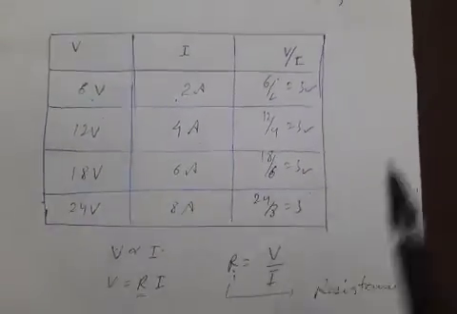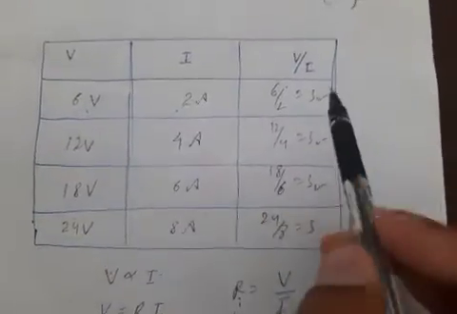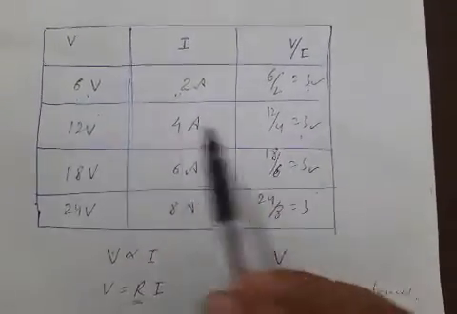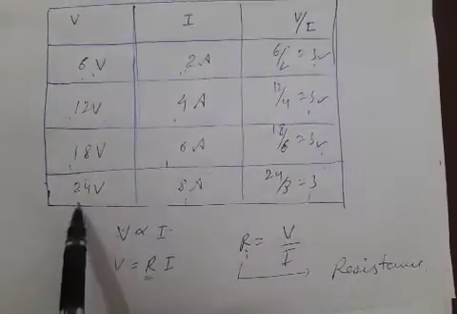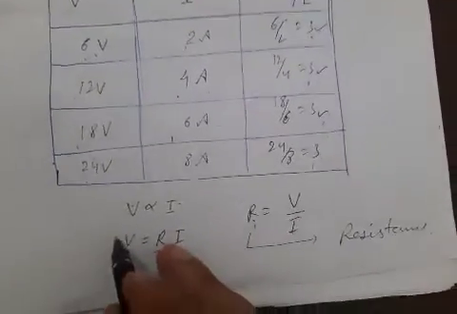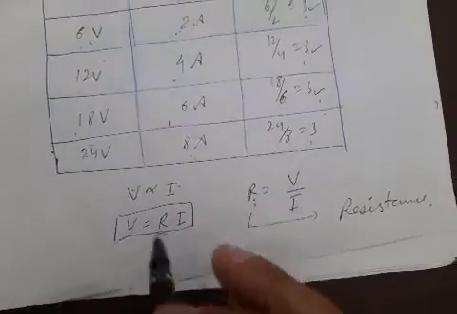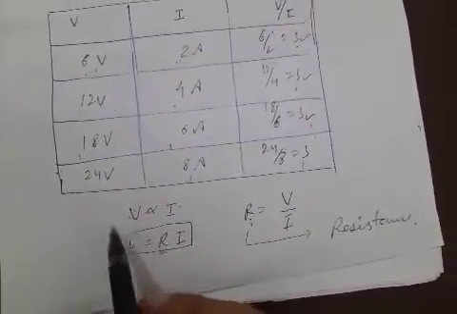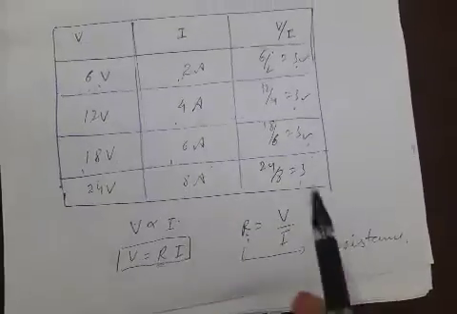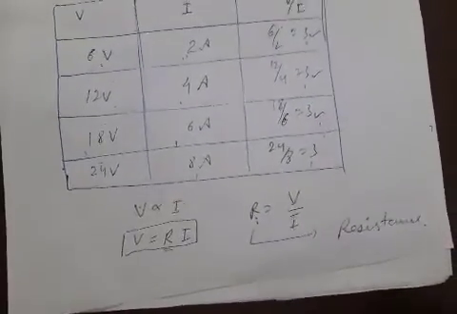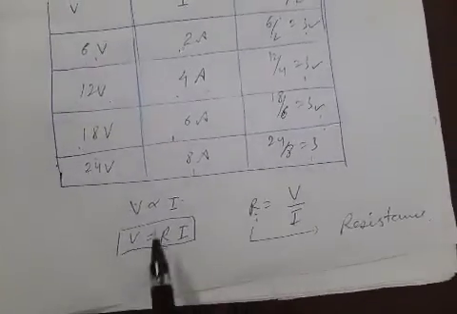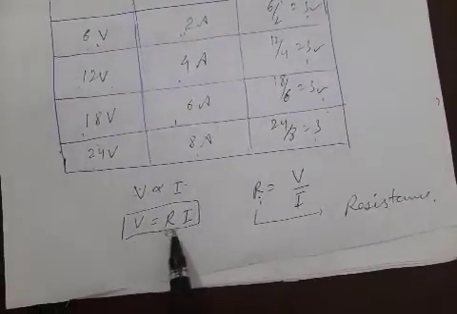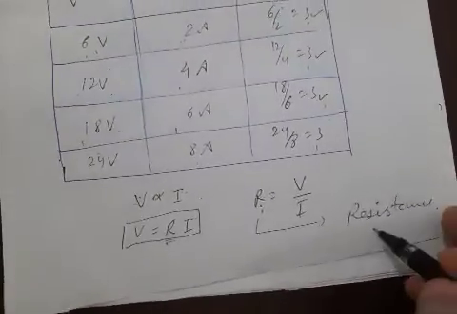But one more thing is here, if you multiply R with I, 3 into 2 that is 6, 3 into 4 that is 12, 3 into 6 that is 18, 3 into 8 that is 24. So this is also verified. So simply, Ohm's law is that the potential difference between the 2 points is directly proportional to the current flowing in the circuit, or in inverse you can also define V proportional to I. So the proportionality constant, V is equal to IR, R is the proportionality constant called resistance.